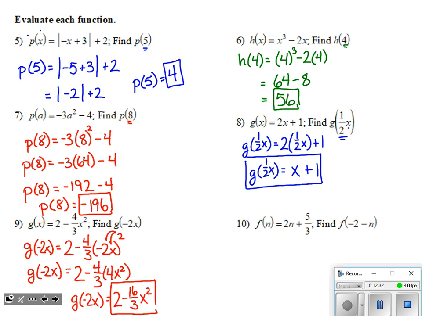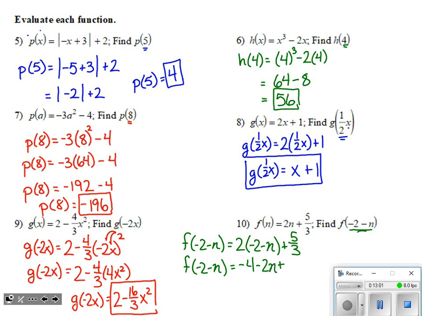Okay, and final problem from this section. Here we are substituting in negative 2 minus n into our function f. So f of negative 2 minus n is equal to 2 times that input plus 5 over 3. And to clean it up, I can just distribute, maybe combine some like terms just to, again, simplify, not necessarily evaluate. So we got negative 4 minus 2n plus 5 over 3. I need to combine this negative 4 with this 5/3. They're both just numbers. They are like terms.